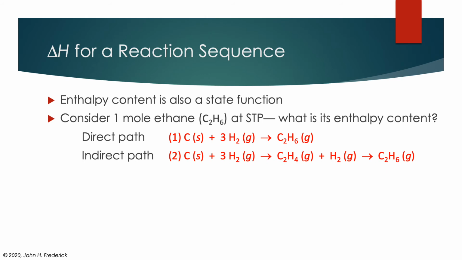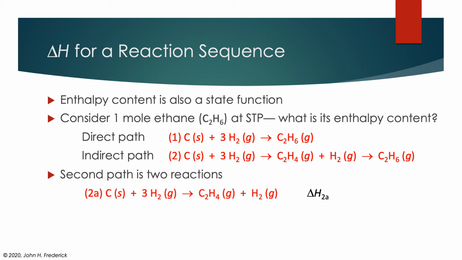There's also an indirect path we could take, though. We could say that it's from taking this set of carbon and 3 hydrogen molecules, and instead of going directly to ethane, we might make ethylene first. Ethylene is C2H4 with a hydrogen left over, and then subsequently react that hydrogen with the ethylene to get to the ethane. Now, what complication does this add? Well, the second path is actually 2 different reactions. So let's consider those separately.